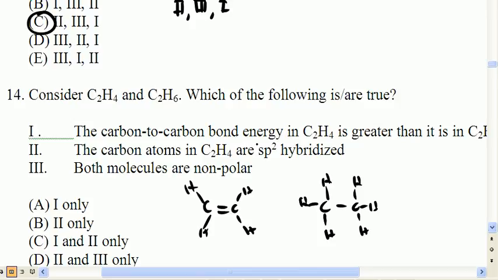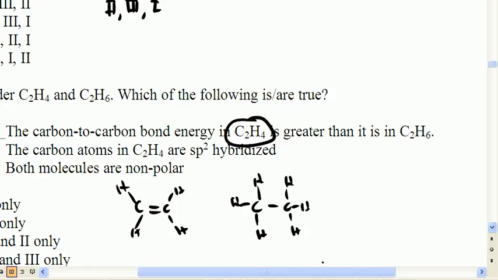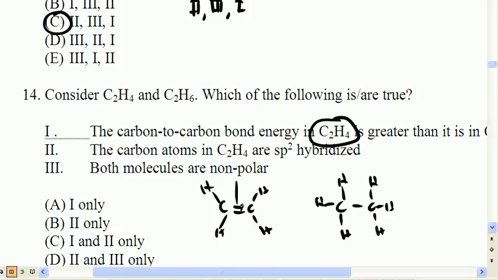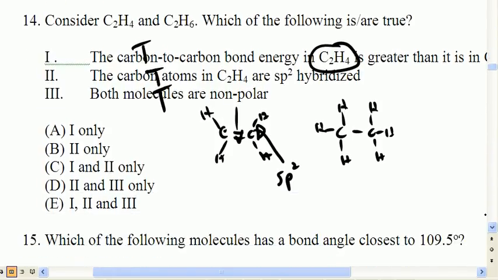Okay, the carbon-to-carbon bond length and bond energy in C2H4 is greater than in C2H6. That's definitely true because that's a double bond. So that's a true statement. The carbon atoms in C2H4 are sp2 hybridized. That's definitely true. We have 1, 2, 3 things around it. That's true. Both molecules are nonpolar. That's also true. There's no lone pairs on any carbon.